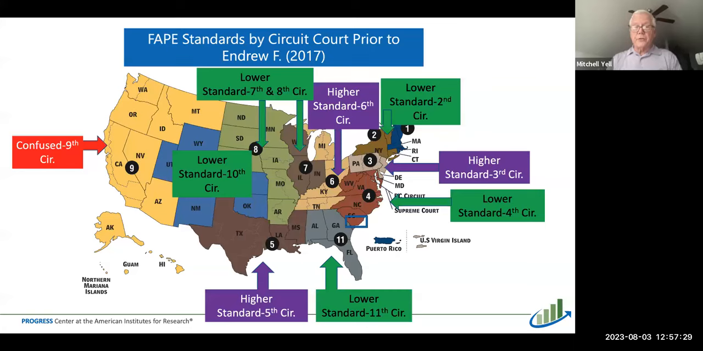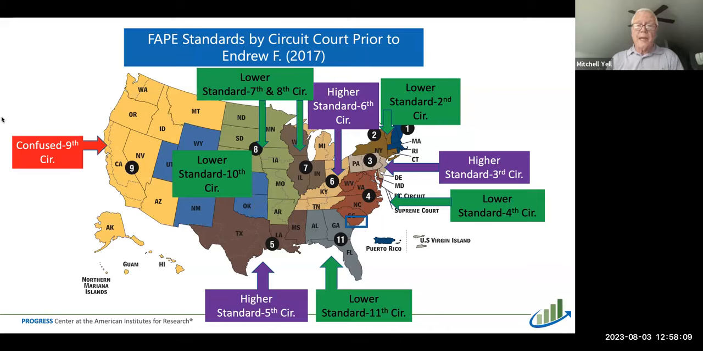Then if you look at the others, there's five other circuits in green, and those circuits developed a lower standard. Those were a fair amount lower than the meaningful benefit standard. It was closer to some benefit, trivial benefit, those sorts of things. So they're not as high. The Ninth Circuit, they actually were all over the map. Some of the courts were saying, some of the panels were saying high, meaningful, some were saying lower. So they were very confused in that way.